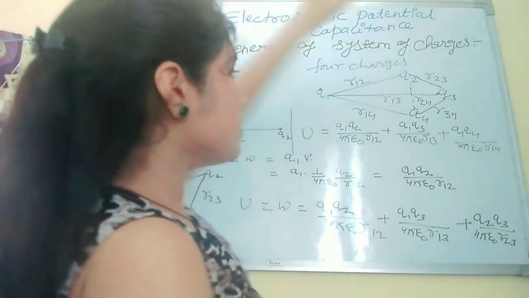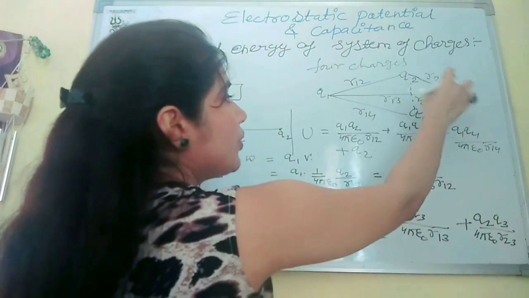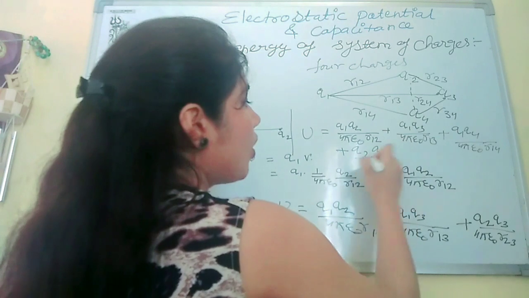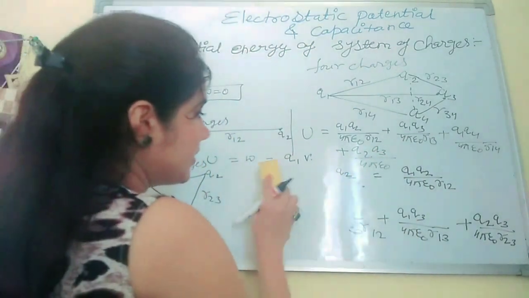Now in this point, that is Q2, because of Q2 Q3 upon 4 pi epsilon naught. I am rubbing this.